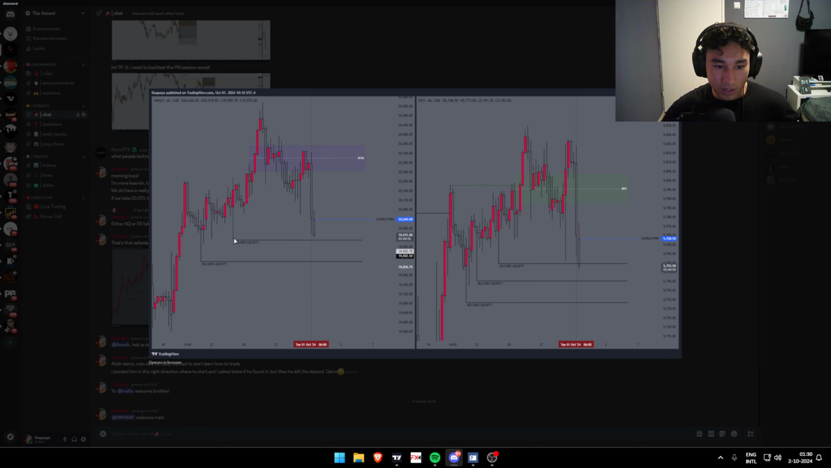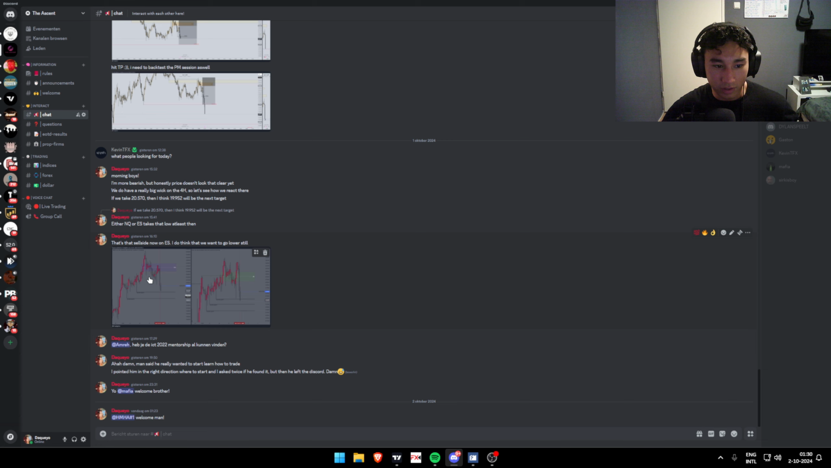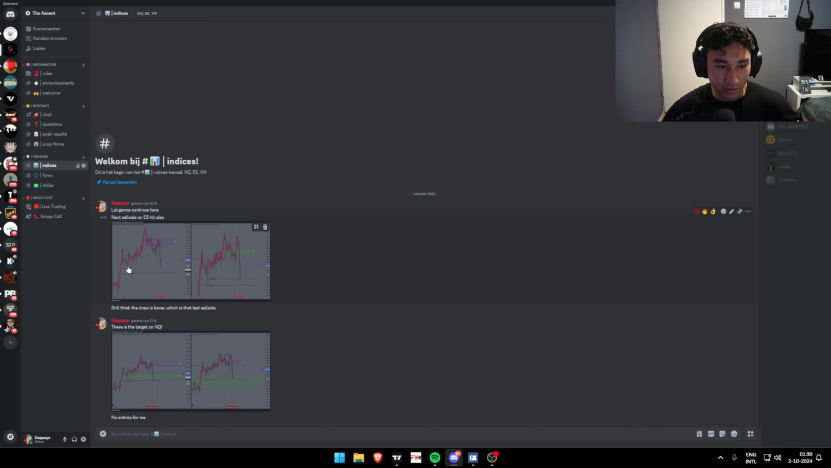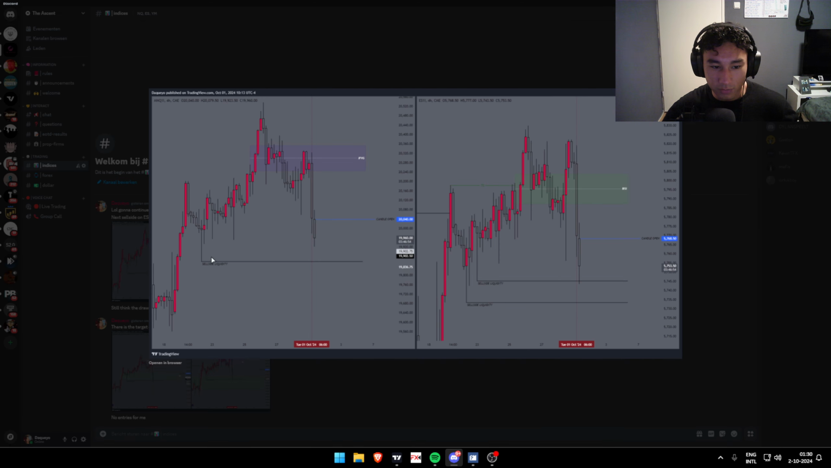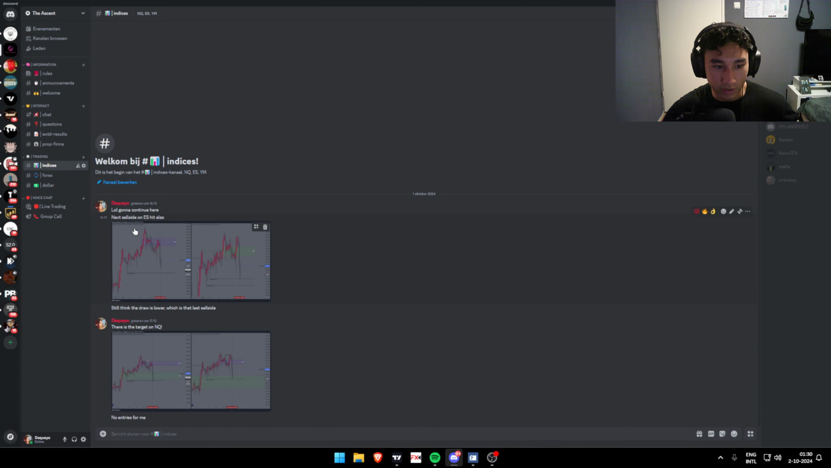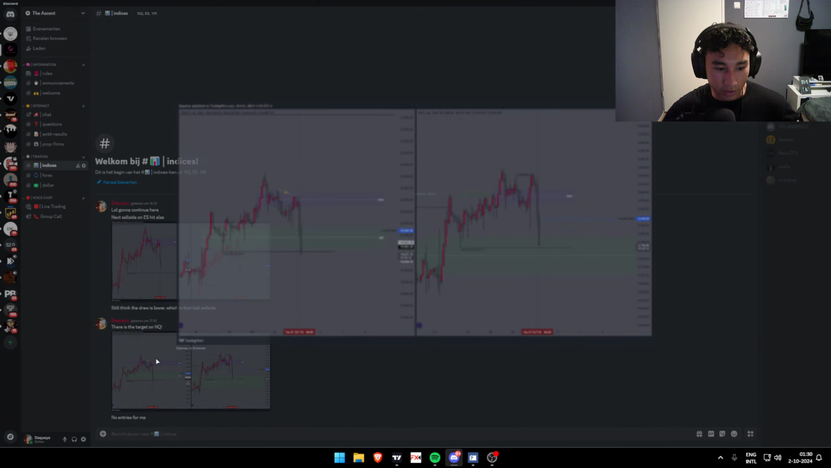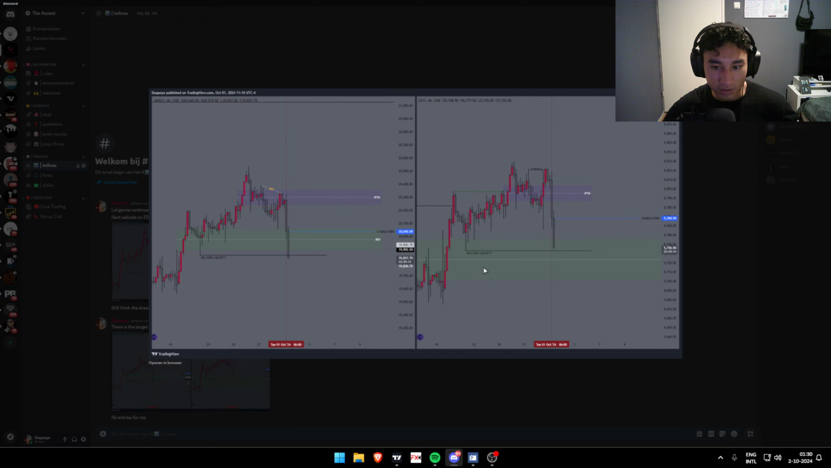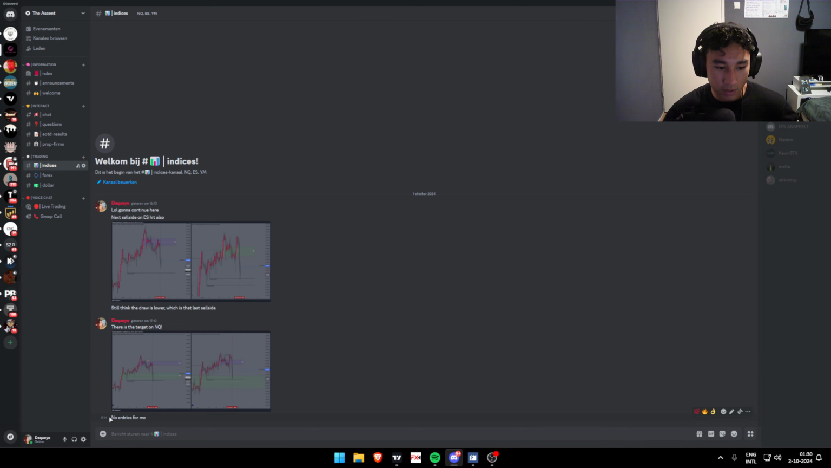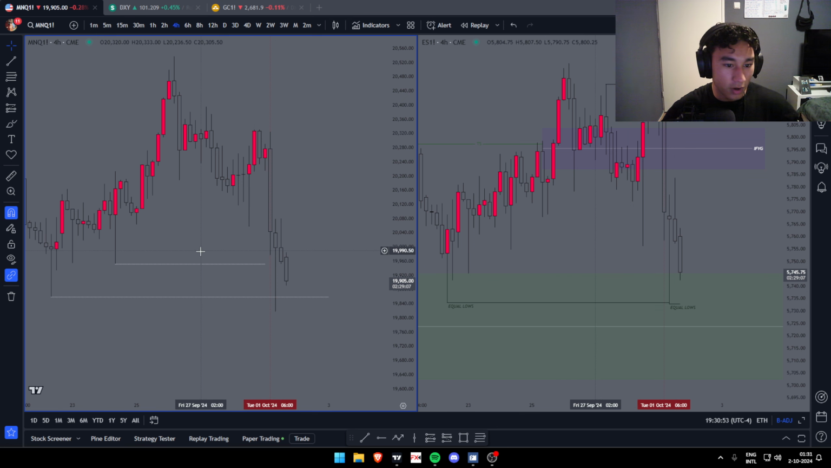That was the 25057 low, and then I was expecting this low. I saw we took the low on ES, so I shared that: I do think that we want to go lower still. Next sell side on ES hit. Now the only draw on liquidity is the low here. I still think the draw is lower, which is that last sell side, here. There's the target on NQ. That was the last sell side, and ES eventually took it as well. No entries for me, so my bias again was correct here.